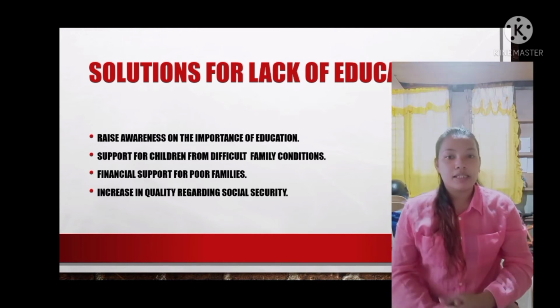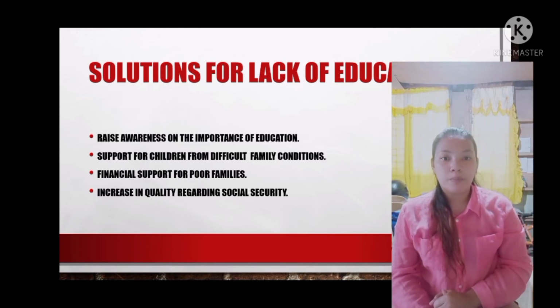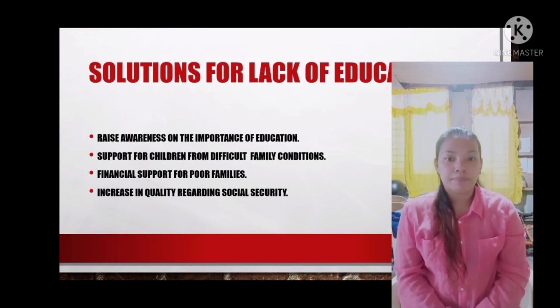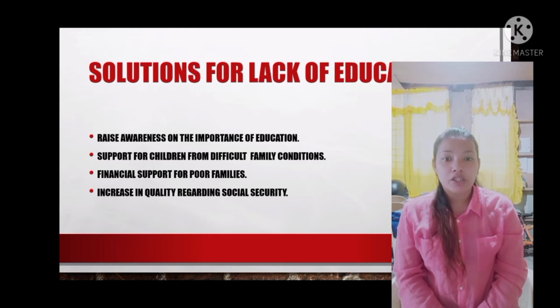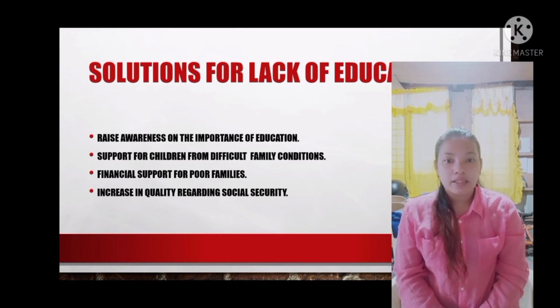The third one is financial support for poor families. It is also crucial to support poor families with financial subsidies so that their kids are able to attend school. This is quite important to fight a lack of education, since poverty is a main reason why children are not able to go to school. By supporting poor families, educational inequality could be fought to a certain extent.